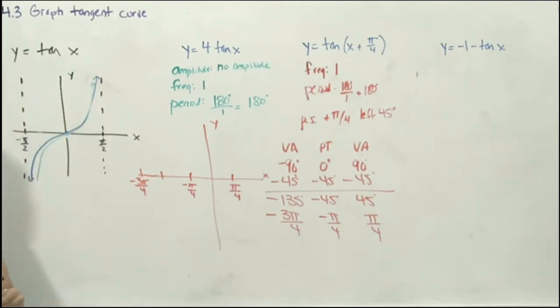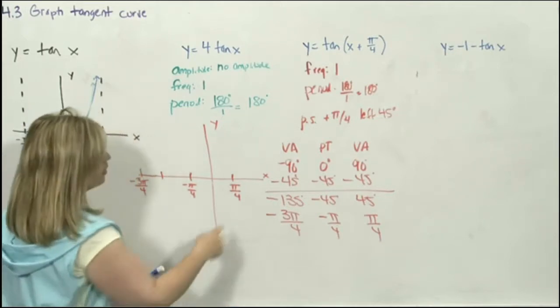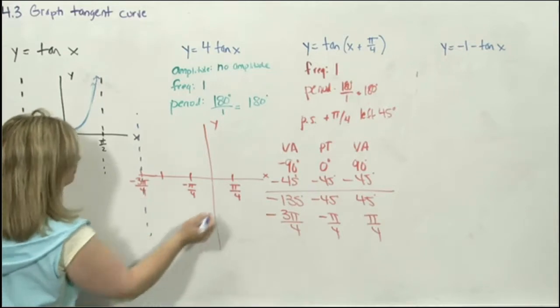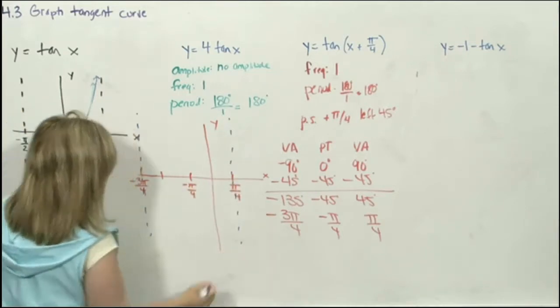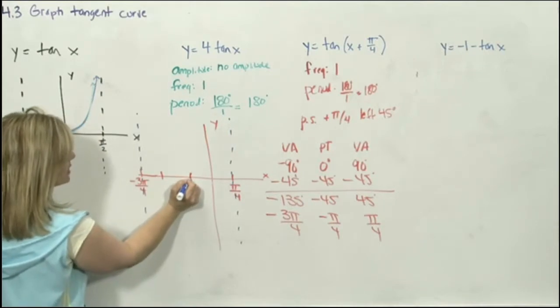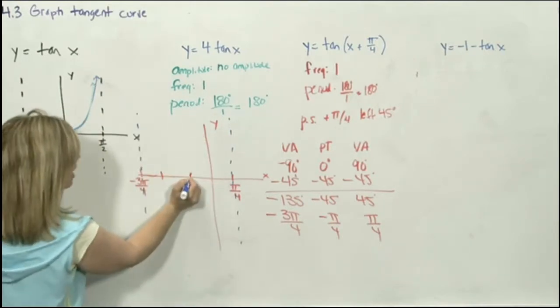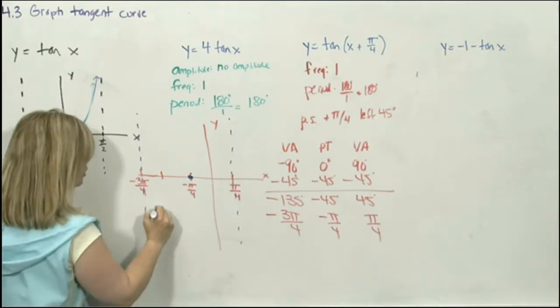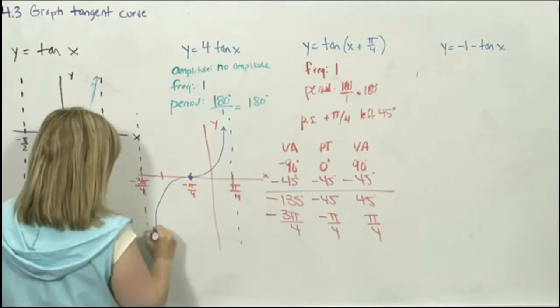Everybody's good? First thing you're going to do is draw in your VA, your vertical asymptotes. Draw it down, draw it down. Your point is at negative 45 degrees. We didn't have any shifting up or down, so it stays right here. And then we draw our tangent curve.